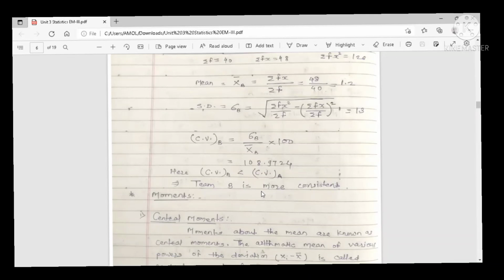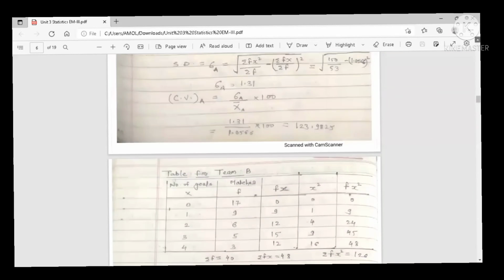It means that if the CV is less, then that team or class is more consistent as compared to the other one. If the CV is more, then the conclusion will be that it shows greater variability. Here in this example, the coefficient of variation for team A is more, so team A shows more variability. The coefficient of variation of team B is less, so it is more consistent. So this is the conclusion for the given data.